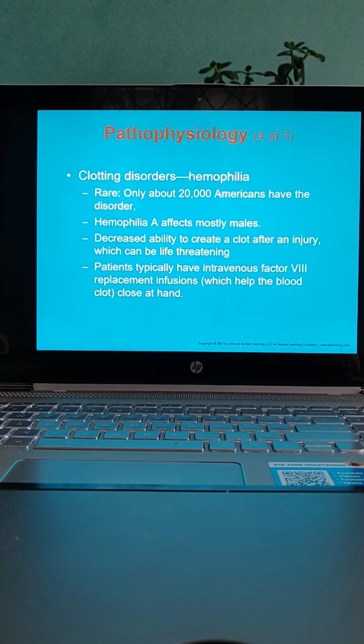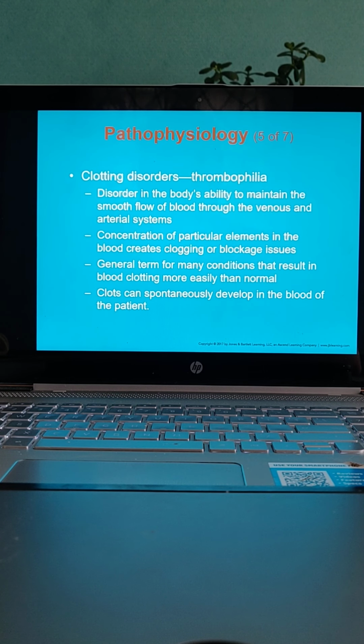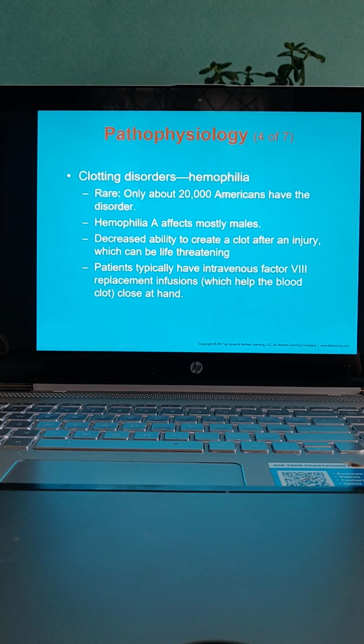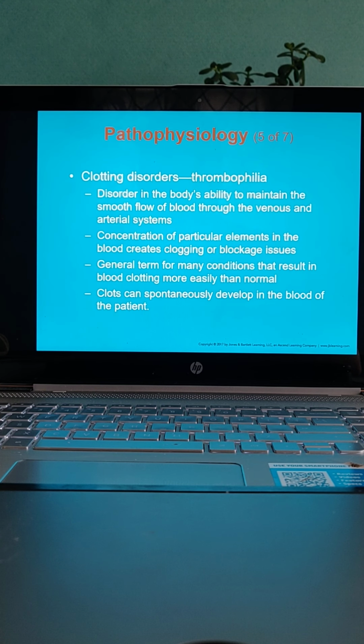Hemophilia usually affects more males than women. Decreased ability to create a clot after an injury, which can be life-threatening. Patients typically have intravenous factor, I think that's factor 8 replacement infusions, which help the blood clots not take place. And they usually have that close at hand, close by, so you can get quick access to it.